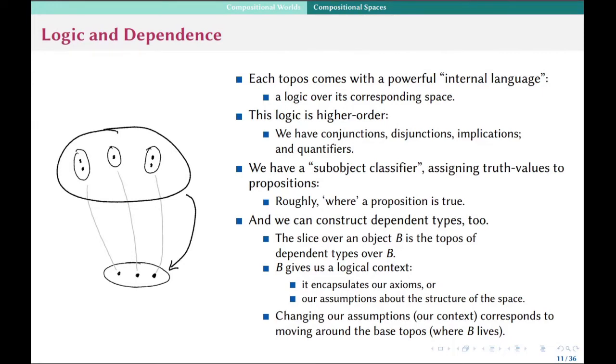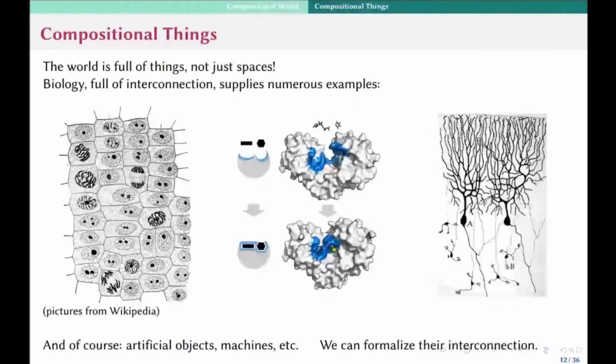Okay, so that's a bit of logic. I don't have time to go into an awful lot, and I want to get onto living things and their internal models. I think some great examples come from biology. We're too familiar, it seems, with artificial things, which are simple and often not interconnected. But biology is full of really interconnected examples.